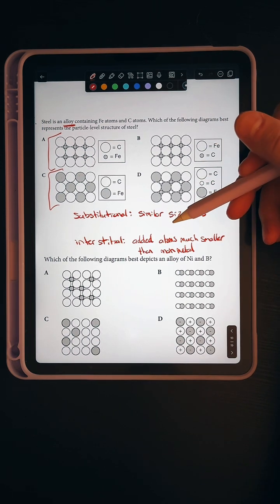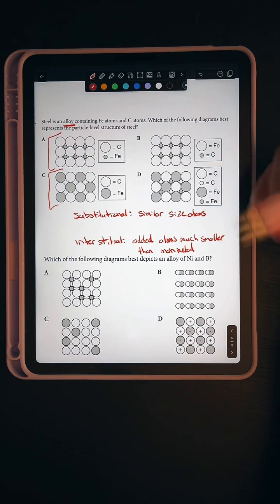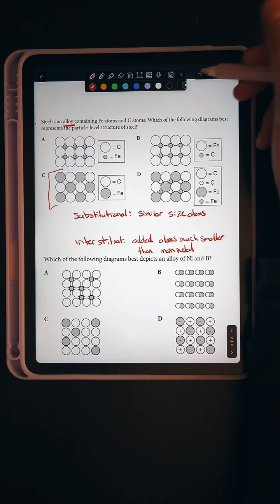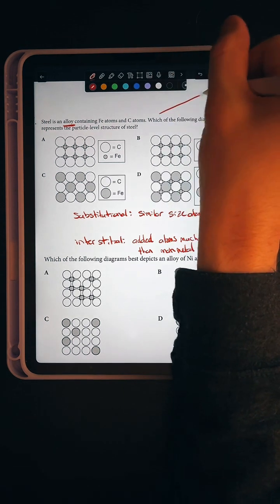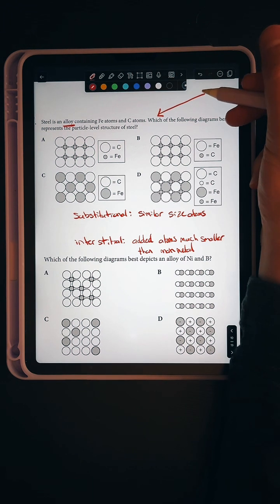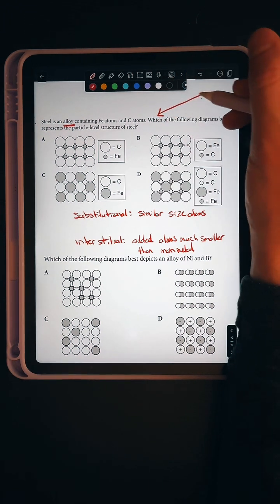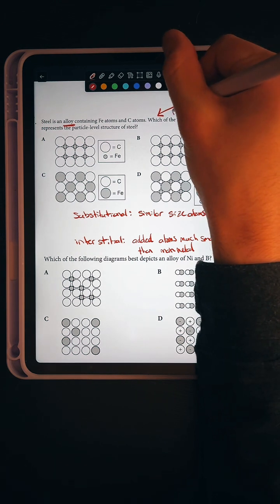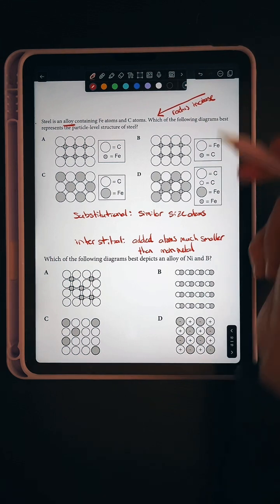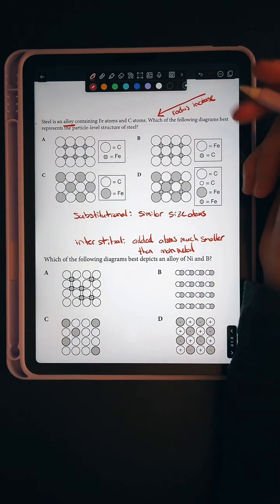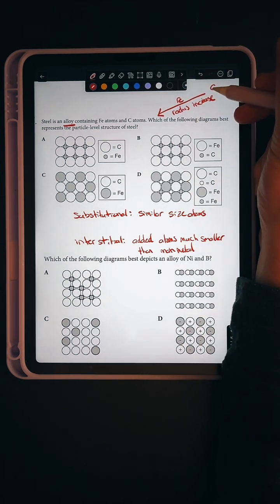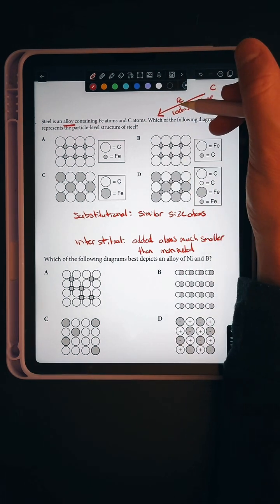Is it going to form a substitutional? Or are they interstitial? Are they different in size, very different in size? And for that, we look at the periodic table and we notice the trend. As we go from the top right to the bottom left, our radius, or our size, is going to increase. Now, when we look at a periodic table, carbon would be up here, iron is down here. So carbon is much smaller than iron.